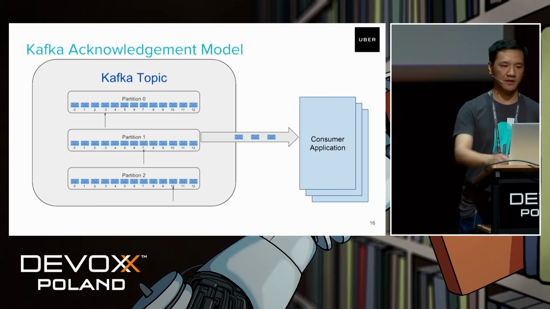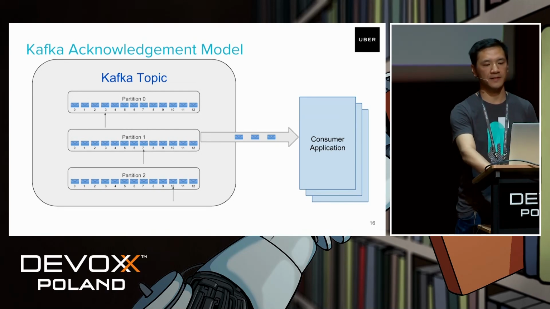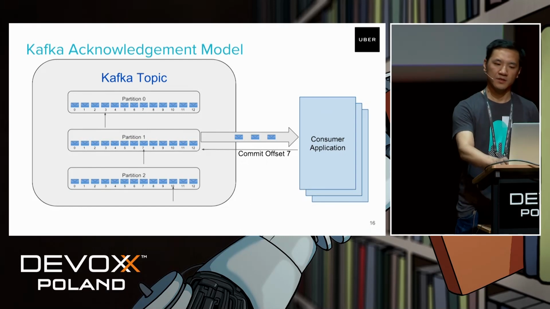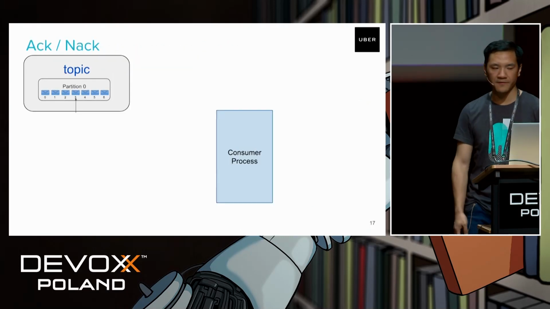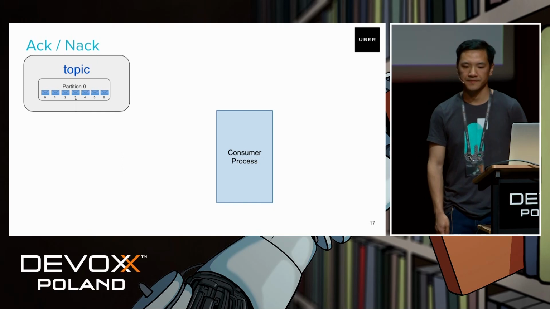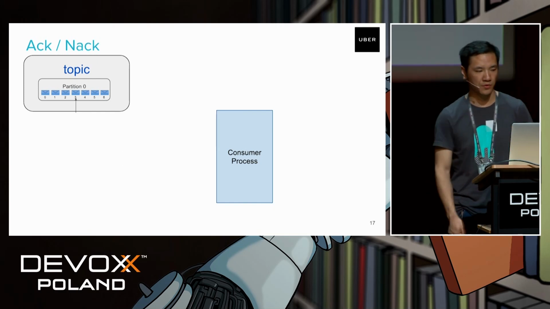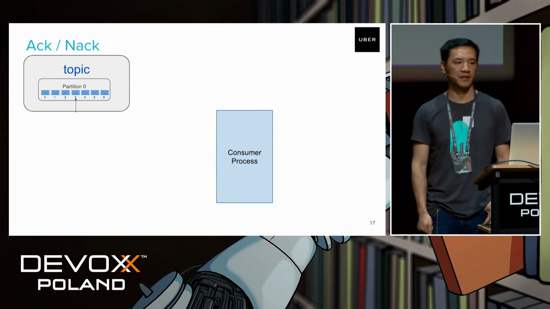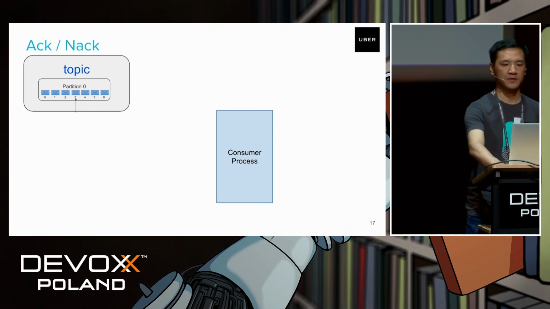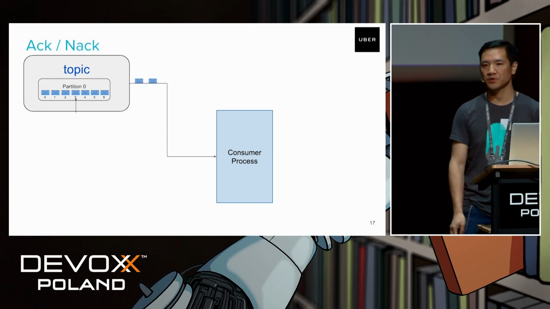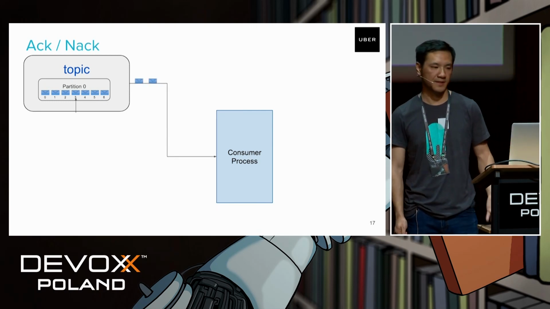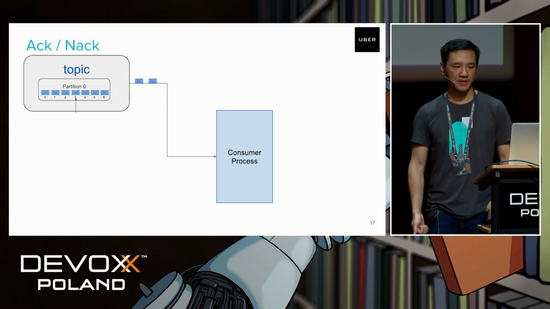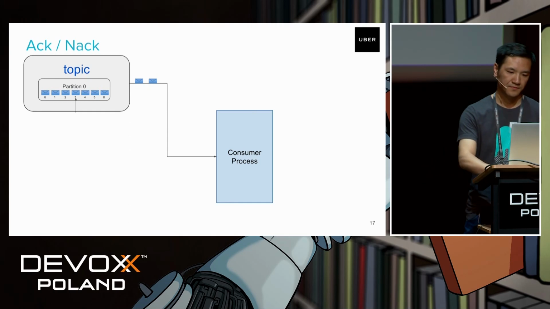So let's recap the acknowledgement model that Kafka provides. You can only commit up to this offset. So to provide the nack feature, that's how we do it. Let's look at one particular partition in this case. Suppose this partition is assigned to this particular consumer process. So the messages are delivered to this process in order.